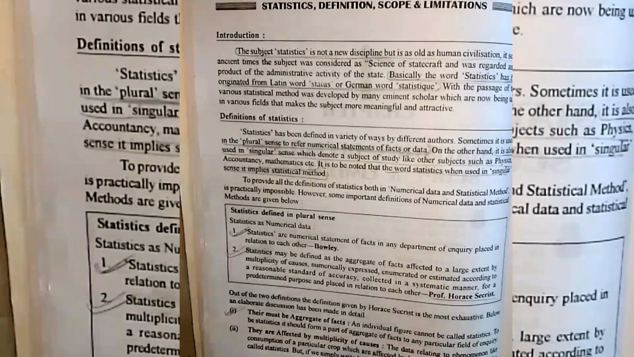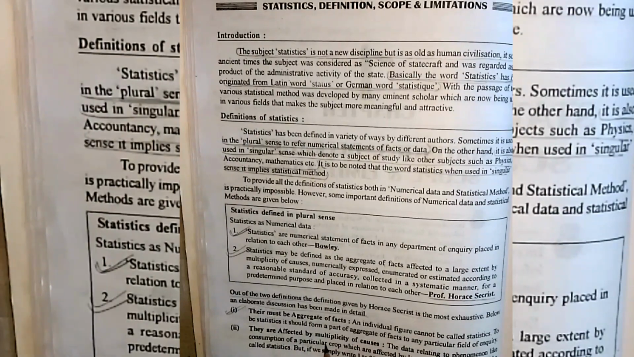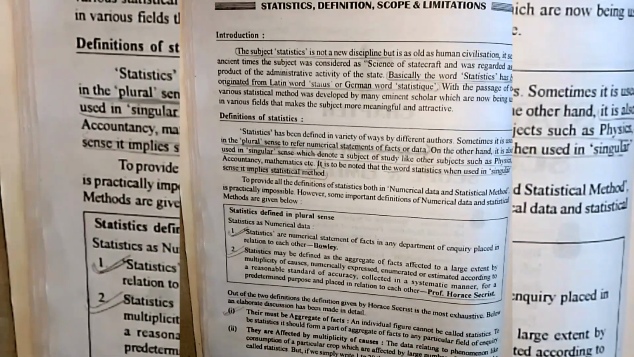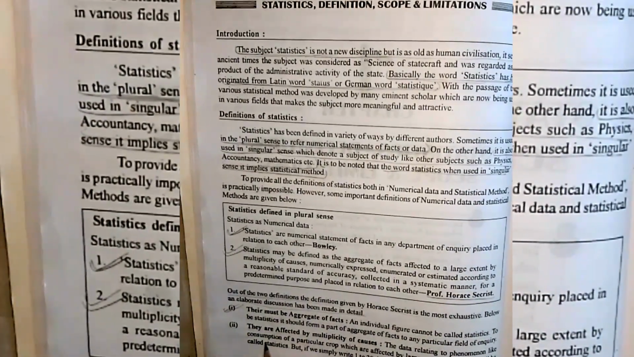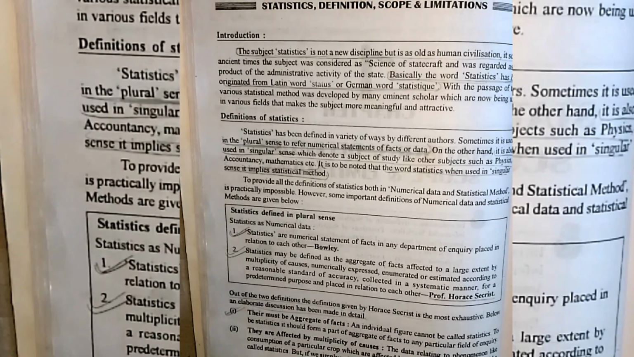Number 2: they are affected by multiplicity of causes. The data relating to phenomena like consumption of a particular crop, which are affected by a large number of factors, will be called statistics. But if we simply write 1 or 20, then these figures cannot be called statistics.